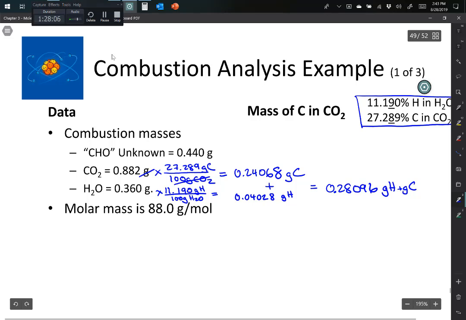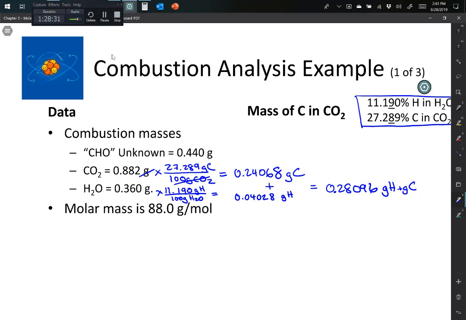So look at that number, right? That's not what it started. It started out as 0.440 grams. The rest of the mass is the oxygen. The grams of hydrogen, the grams of carbon, and the grams of oxygen need to add to be the total. They're not close to the total, so the rest of the mass must be oxygen. So you figure that out by just subtracting, right?